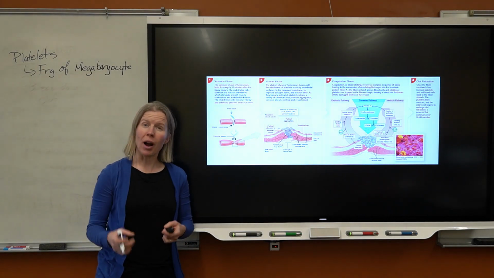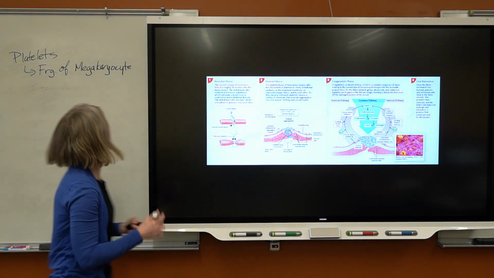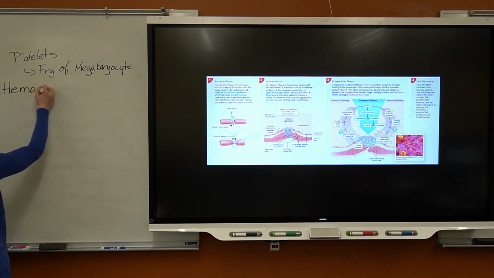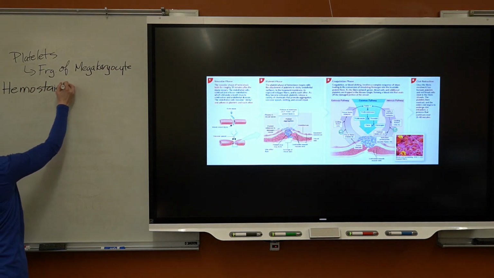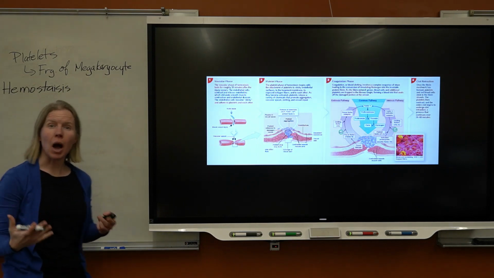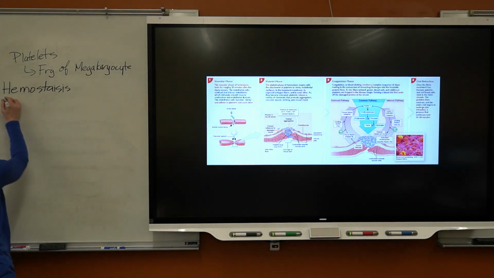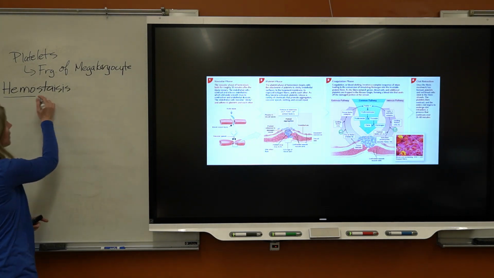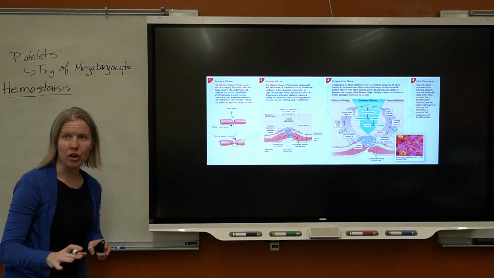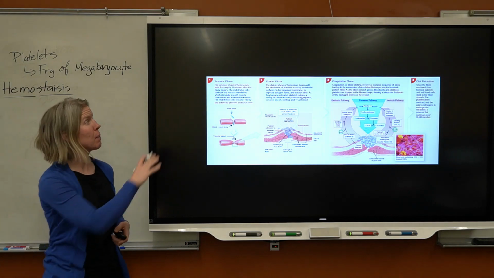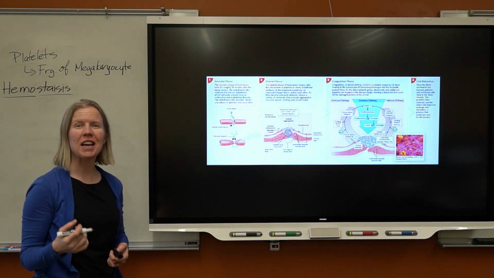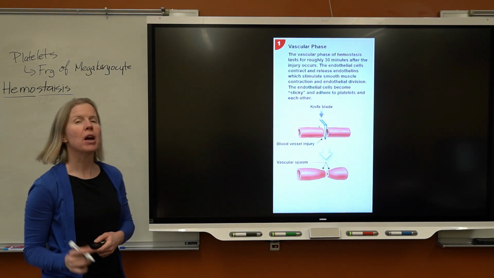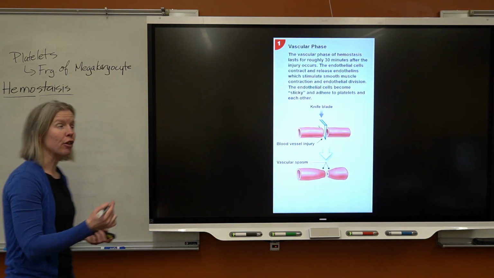So the process of hemostasis means stop bleeding, right? For hemo, anytime you see that, you're thinking blood. And then stasis is like stationary. So we're going to stop the bleeding. Now we have 4 different phases in hemostasis. We'll walk through those. So the first phase is called the vascular phase.